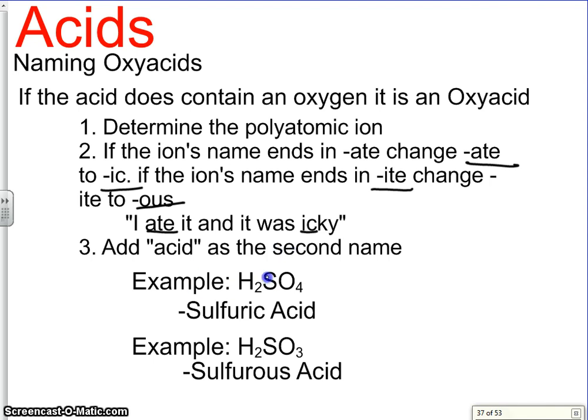So here are some examples. H2SO4. Again, you can circle or put parentheses around your polyatomic ions to help. SO4 is sulfate. Ate goes to ic, so it becomes sulfuric or sulfic acid. SO3 is sulfite. Ite goes to us, so it becomes sulfurous acid. Let's try some of these. If I can get my slide to change.